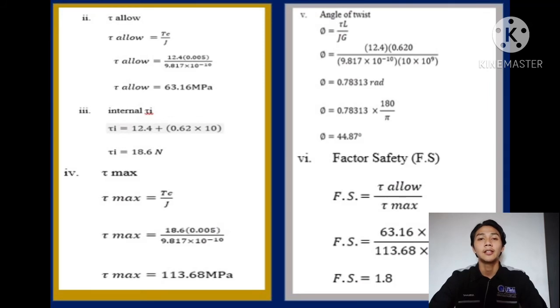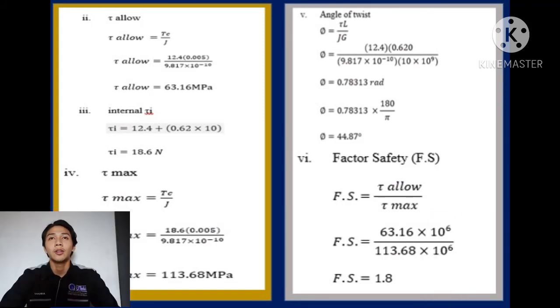My name is Rahman bin Sumadi and I would like to continue the calculation part. To find the internal torque, shear stress 12.4 Newton plus width, length times force: 0.62 meter times 10 Newton. Then we get the internal torque is 18.6 Newton. After that, we can find the torque maximum, which is equal to internal torque times C, the outer radius 0.005, over the polar moment. After that, we get the torque maximum 113.68 megapascal.